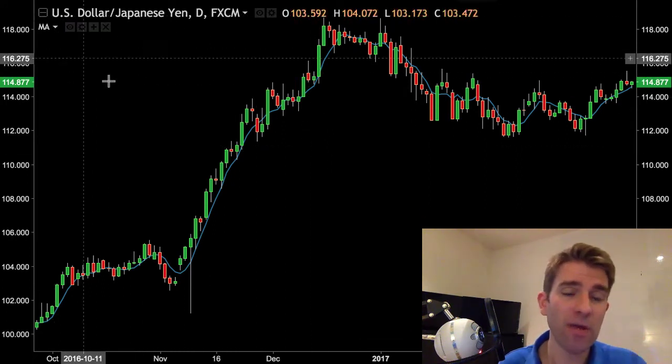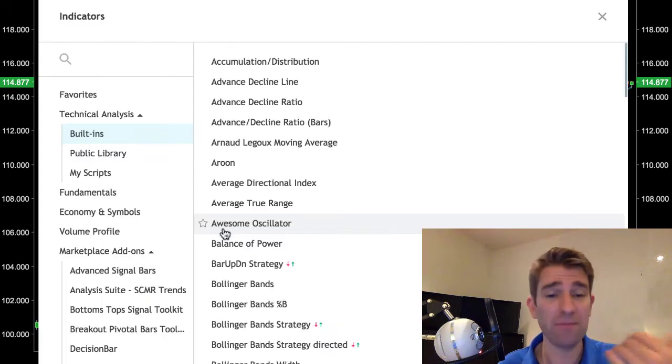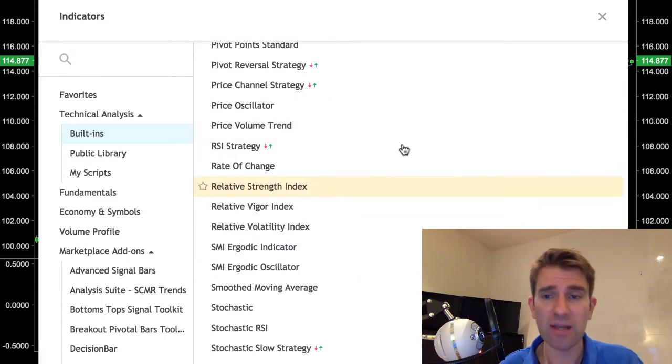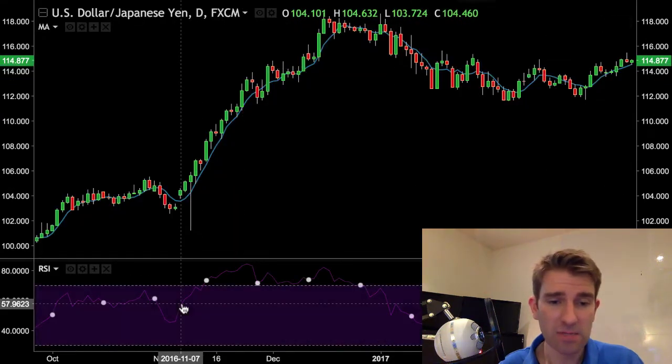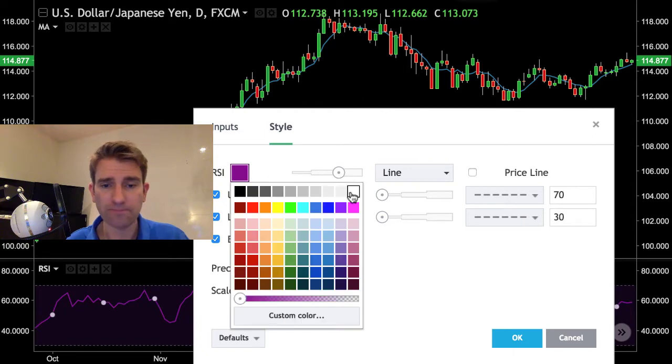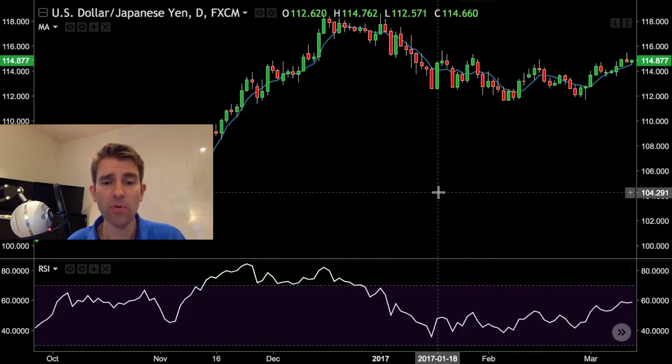Now another example we could have is, let's put up a really popular oscillator like an RSI. Where are we? Relative strength index. Bang. Let's make it a little bit of color so we can see what's going on. Thicken it up a bit as well. I'll go for white so we can see it on the board.